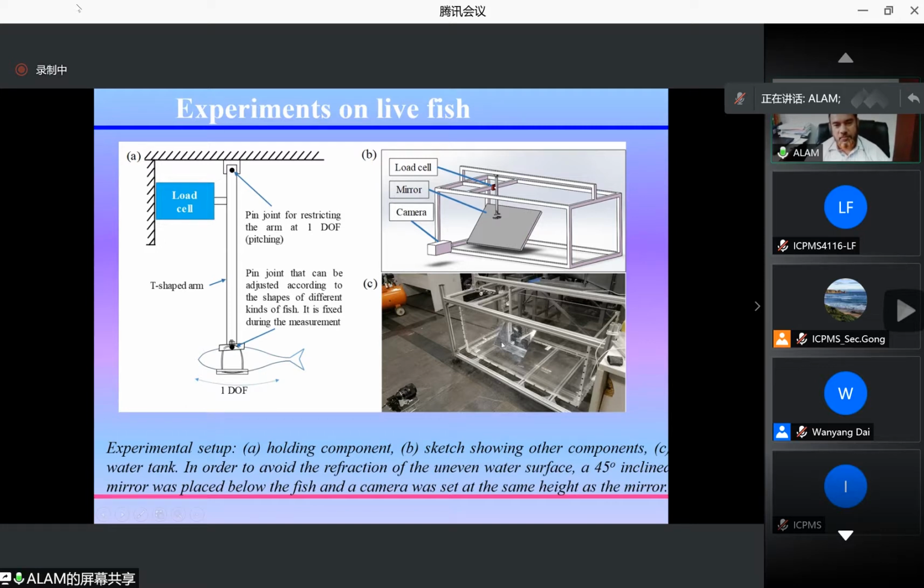And we have the water tank here. We put water in the tank. Then this is the vertical frame, this setup. And to make a clear picture, we use some mirrors and also the camera.